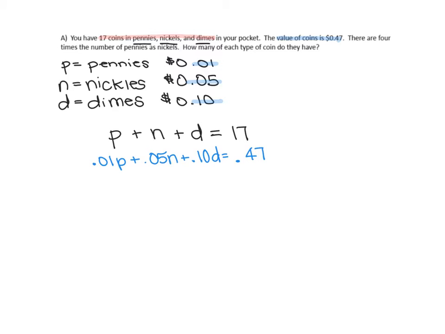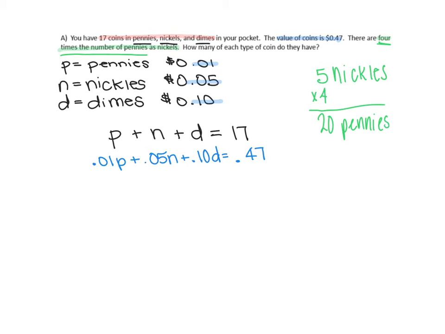Then the last sentence, there are 4 times the number of pennies as nickels. Now, this can be a little confusing. So, let's just pick an amount. Let's say I have 5 nickels. If I have 4 times as many pennies, how would you figure that out? So 4 times the number of pennies as nickels. Hopefully you'd say, well, you'd multiply by 4, you would have 20 pennies.